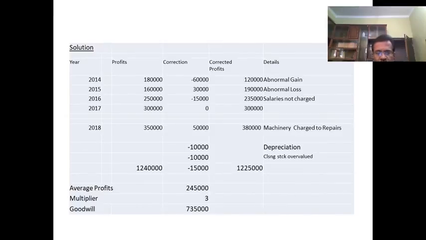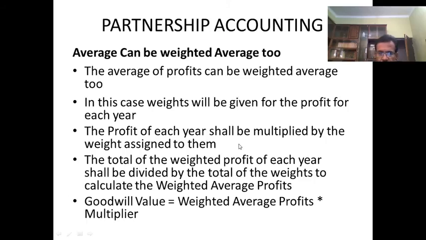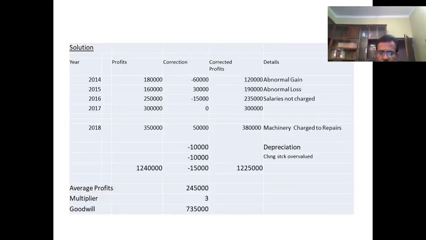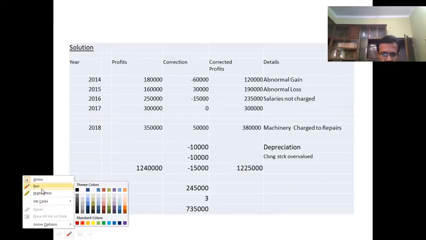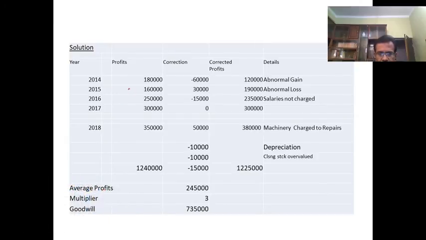2018 there were so many adjustments, these three. Closing stock was overvalued, so you reduce the profit. Depreciation impact, you put it over here, okay? And machinery charges, 50,000, you put it over here. 10,000 is 20% of 50,000.